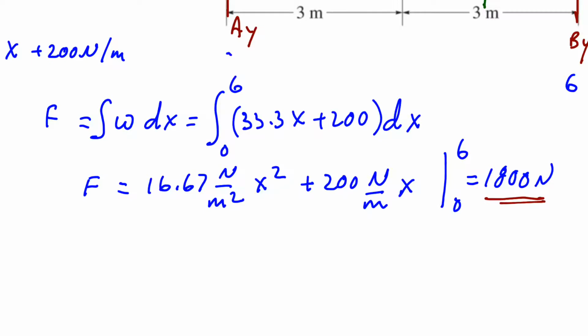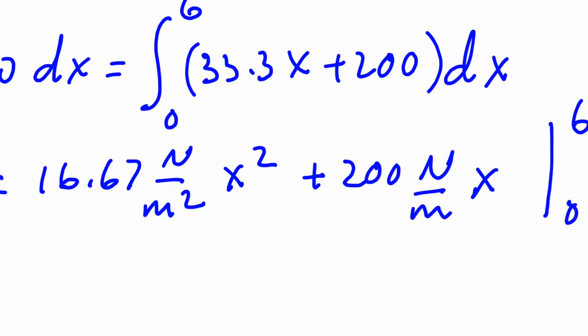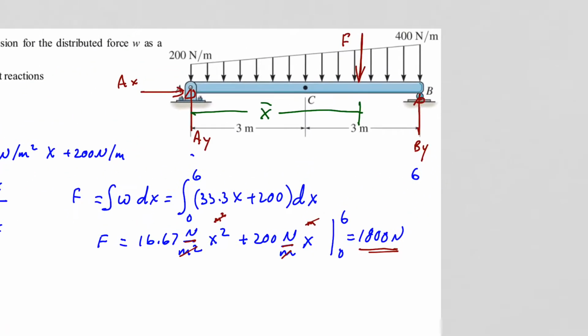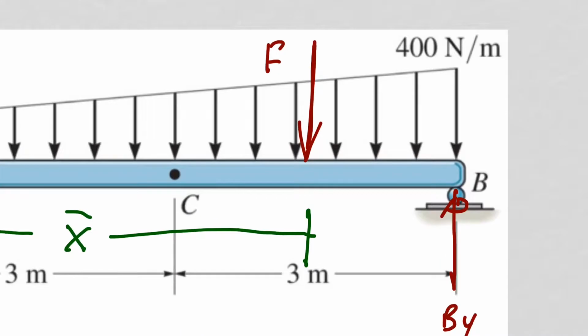I want to take a quick look at our units to make sure that seems to make sense. We know this x squared is in meters squared, so that will cancel out with our denominator. We end up with just newtons. Here we just have meters. That cancels out, and we end up with just newtons. So carry your units along to make sure that things look right. Now if we look at our diagram, we now know what F equals. This is equal to this 1,800 newtons.